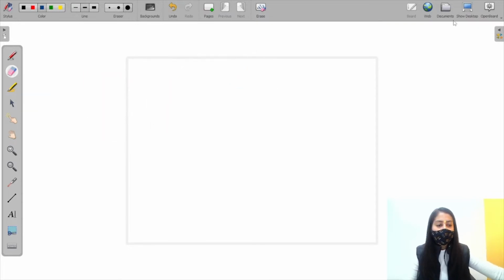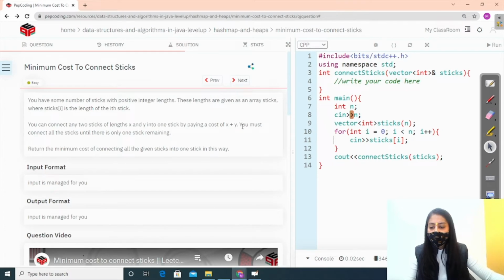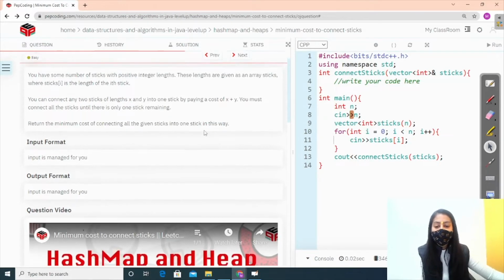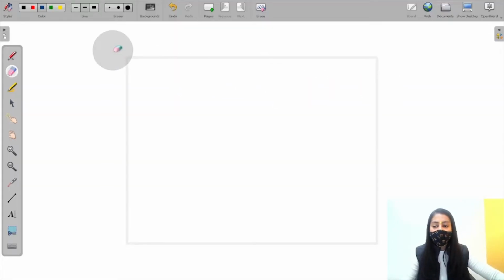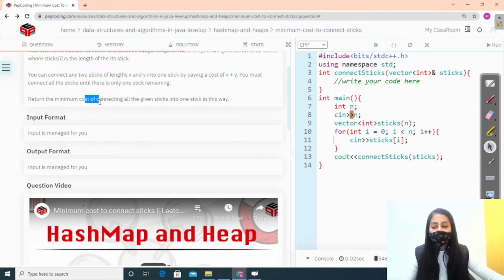So next is you must connect all the sticks until there is only one stick remaining. So you have to connect all the sticks until you get a single stick, right? So return the minimum cost of connecting all given sticks into one stick in this way, right? So you have to connect all these sticks one by one, right? At one time you can connect only two sticks, right? So you have to connect all the sticks and you have to find the minimum cost, right?